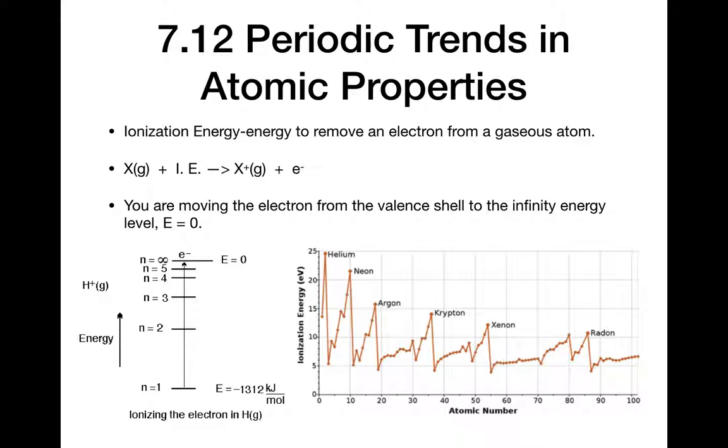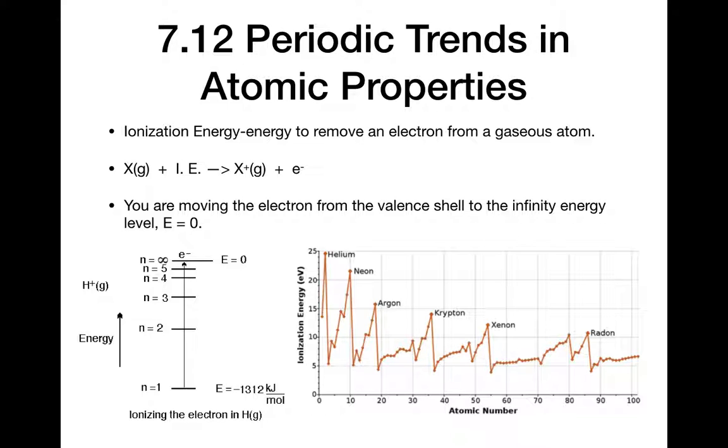Notice after neon, the energy to remove the electron goes back down because now we have the sodium atom with a 3s electron. The 3s electron is very well shielded by the 1s, the 2s, and the 2p electrons of the first 10 electrons in the first two sublevels, or first two energy levels. And so the shielding effect causes sodium to be easier to remove an electron from.